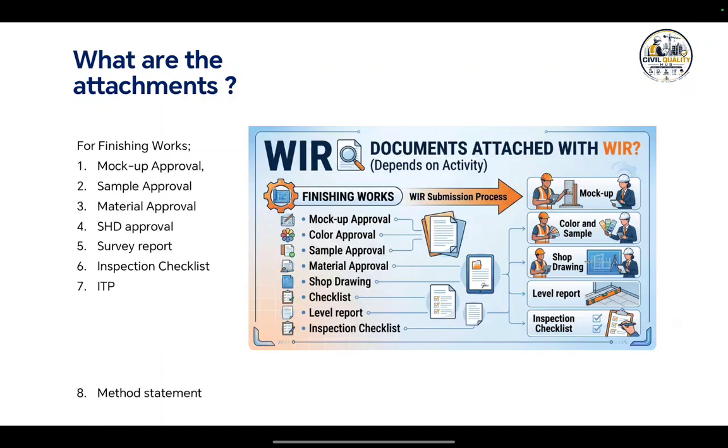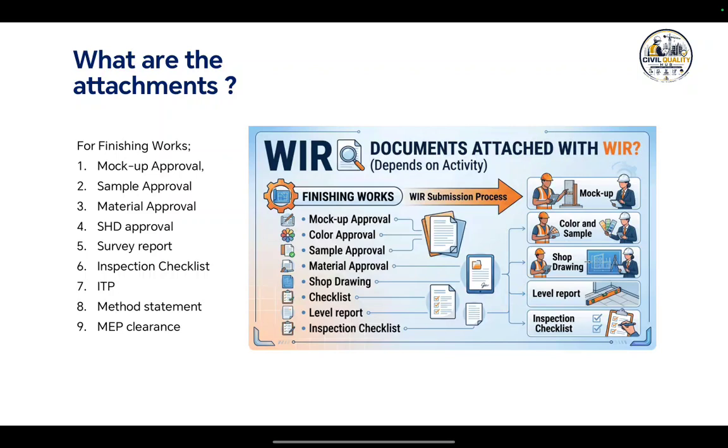Okay, I have listed it over here. A WIR without proper attachment is one of the most common reasons for rejection. The required attachment depends upon the activity. For civil work, that is approved shop drawings, material approval, method statements, ITP, survey report, level reports, inspection checklist, and your calibration certificates for equipment used. These are the civil works.